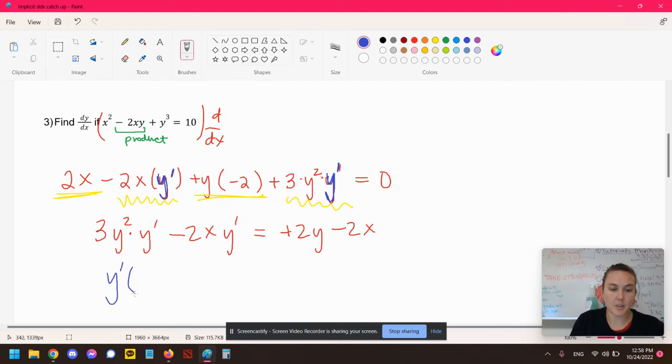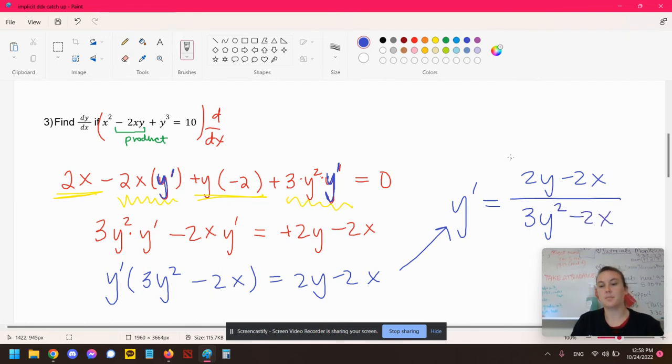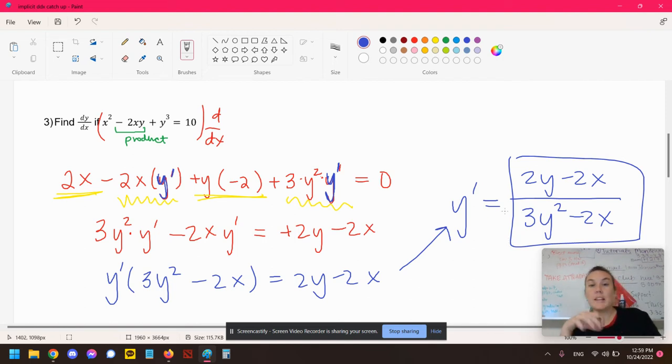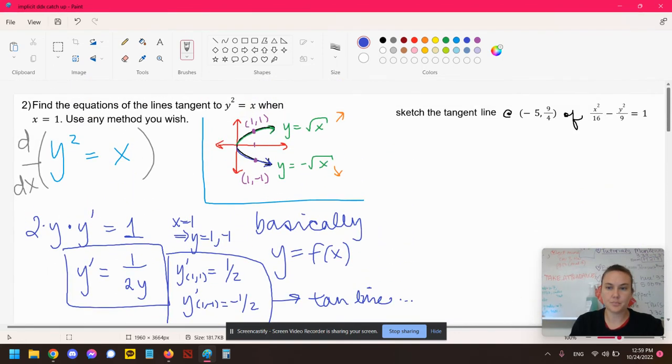Now I'm going to factor out a y prime, leaving behind 3y squared and negative 2x. And then I'll divide both sides by what I'm multiplying y prime by to get it totally alone. This is 3y squared minus 2x. That's the derivative. Because we're doing implicit derivatives rather than explicit, our answers will probably have both x's and y's in them. That's kind of the difference. This one had only y's, but that's kind of special.